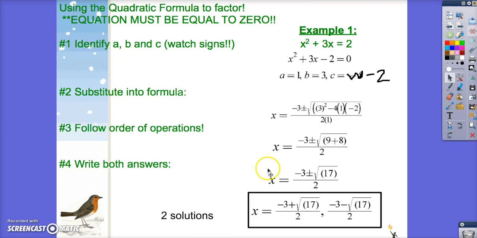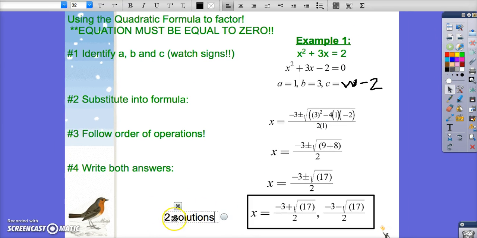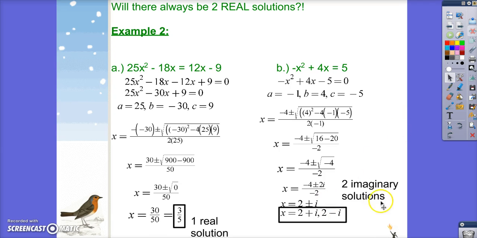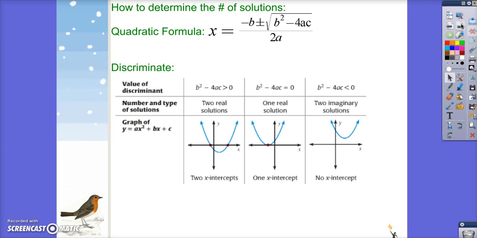If I go back for a second, we could say 2 real as well. Remember, they're imaginary when it's an i. And then we have the third scenario where it's 2 imaginary because of the i. They're complex numbers. All right, so what do we do here? How to determine the number of solutions? We use it from the quadratic formula, but there's only a little part.